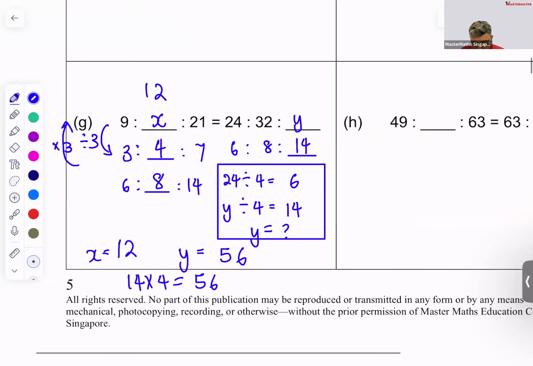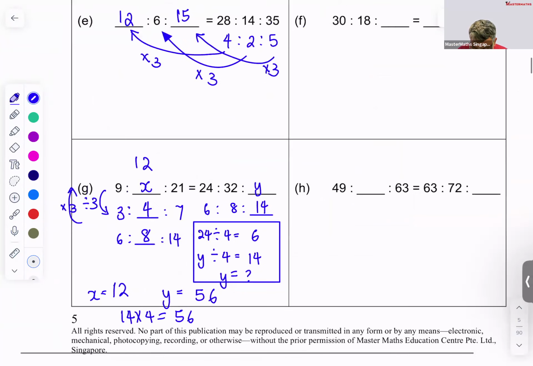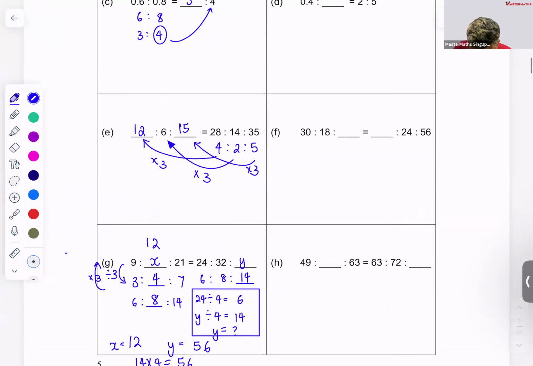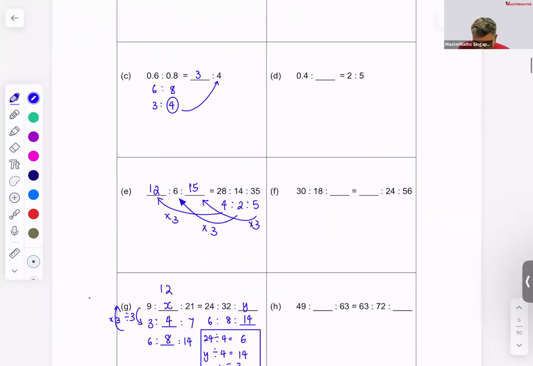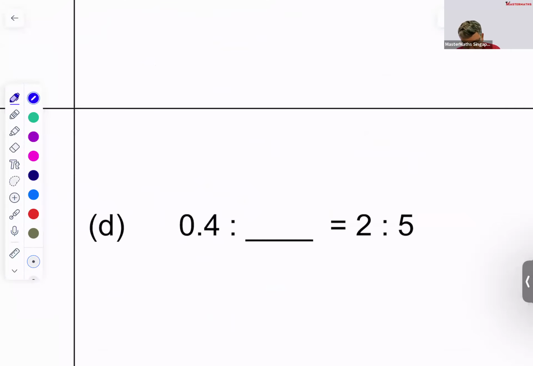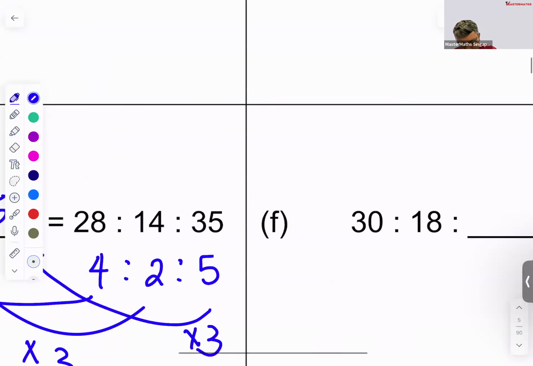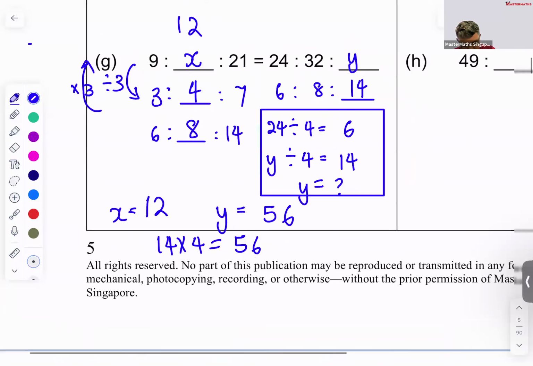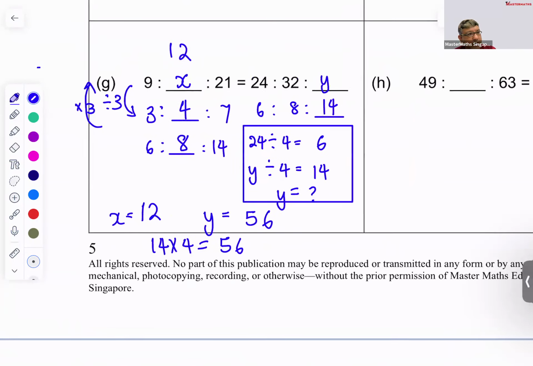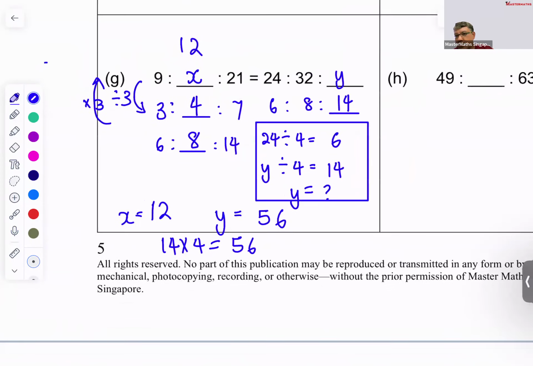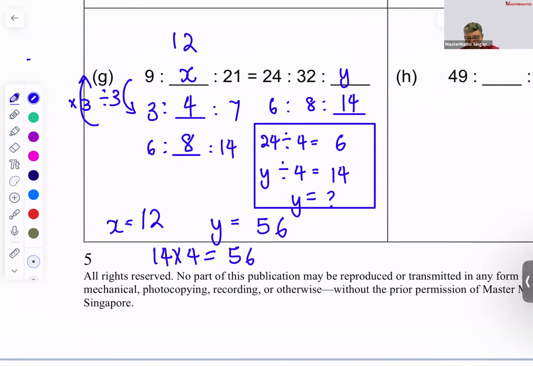If you understand, please proceed with B, D, F, and H. Okay, just to let you know, if there's a decimal, to get rid of the decimal point, we just times 10, right? Please ask if there's any step here that is confusing you or you don't understand what went on.